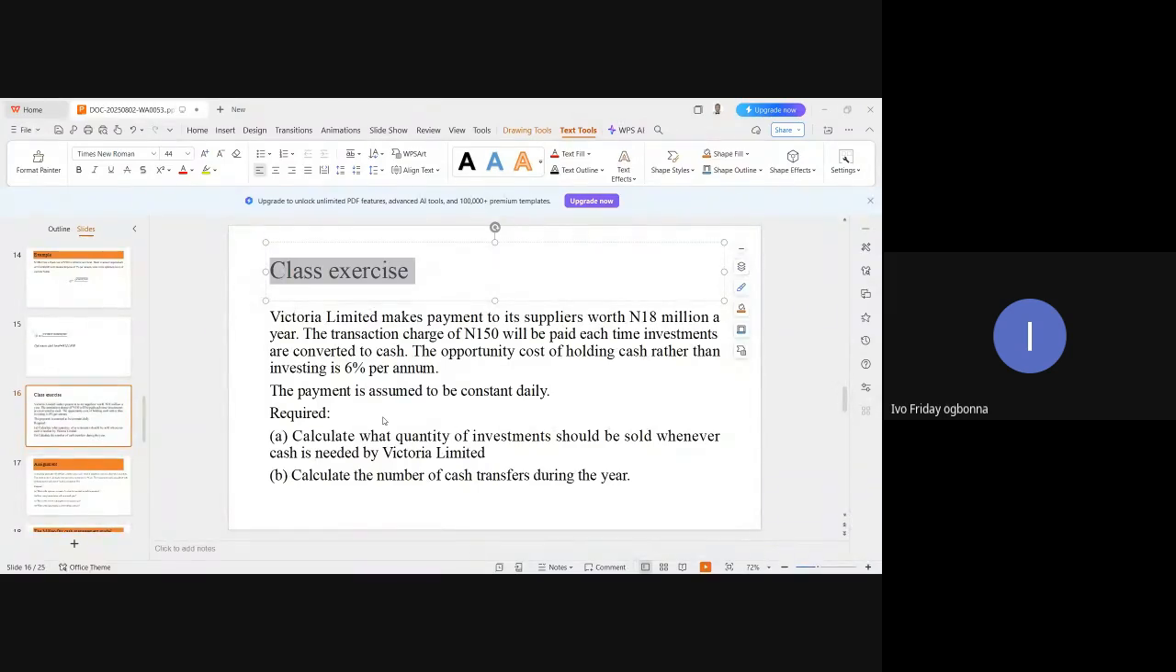The requirement, that's 18 million divided by the figure of A, which is 300,000. Then I have 60, which is the number of orders, then multiply by the transaction cost, which is 150. No, look at the B, sir. Calculate the number of cash transfers. The number now, not the money value. Okay, 60. Very good, very good.